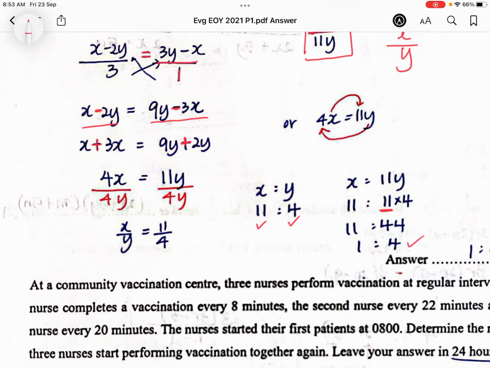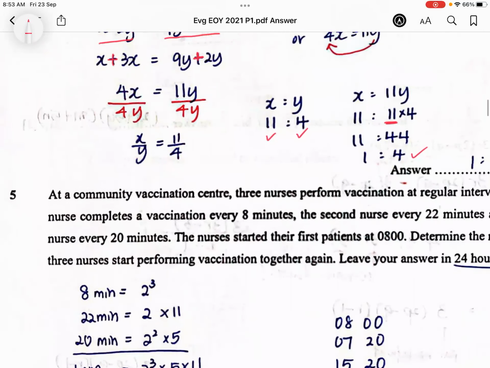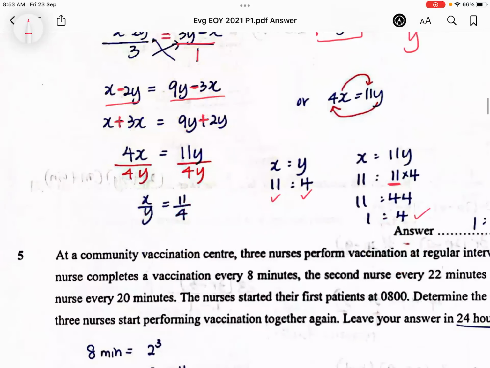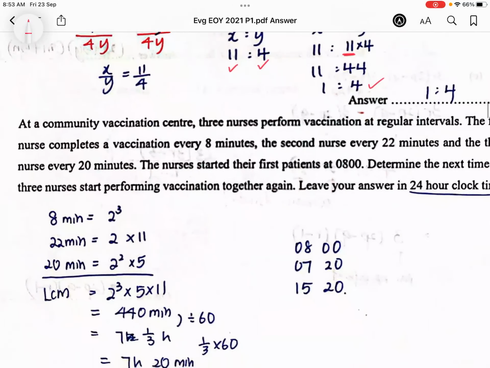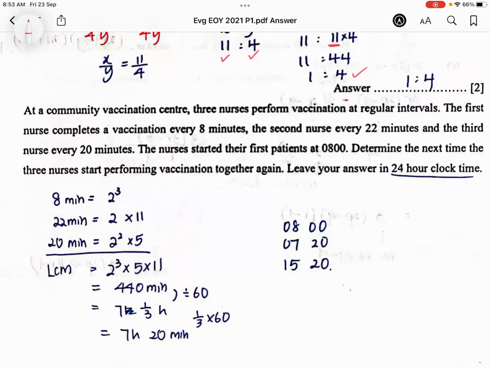Okay, thank you. Next question. This one, take note. This one shouldn't be too difficult. But when you read this kind of question, the question already says next timing. The next timing is not possible for all. One is 8 minutes, 2 minutes, and 20 minutes.